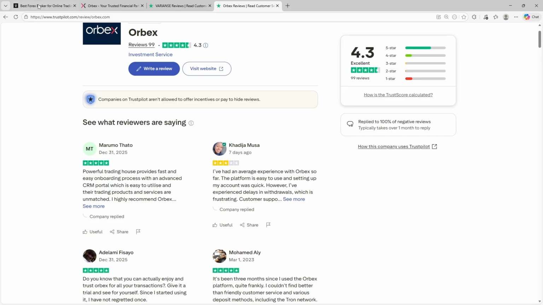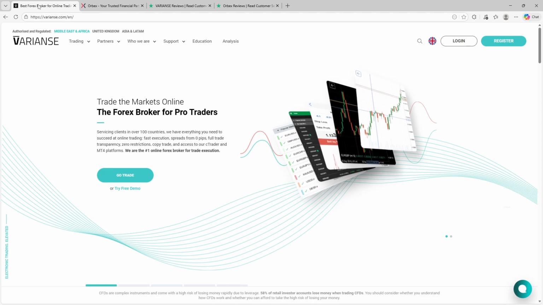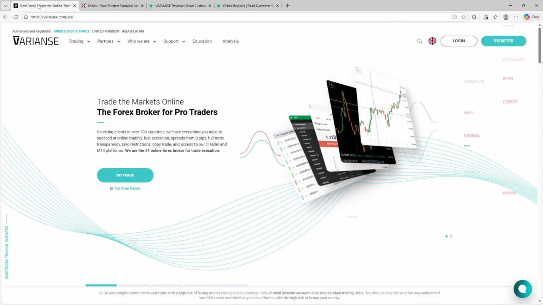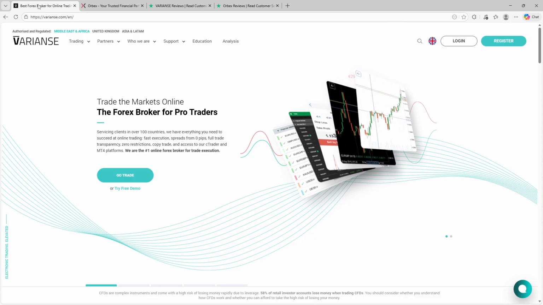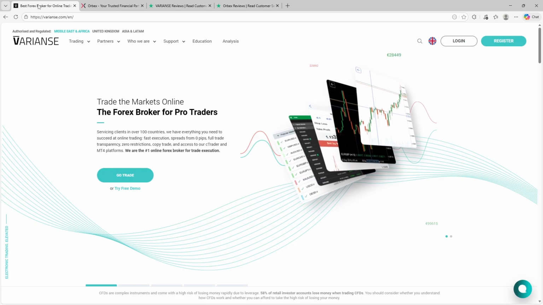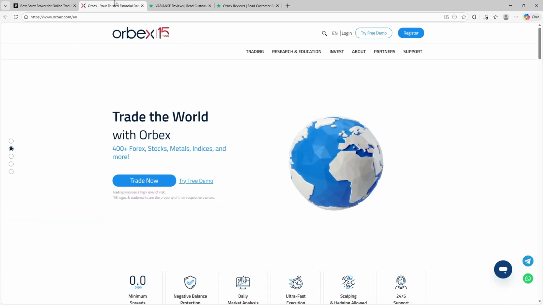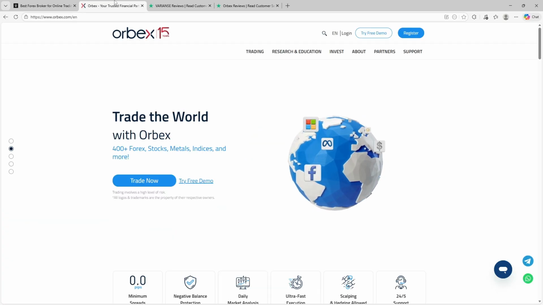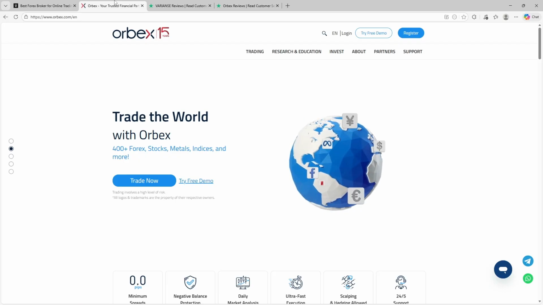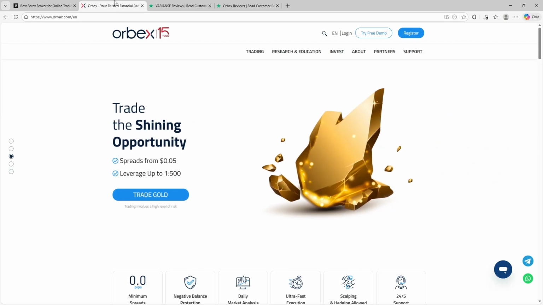Final takeaway: if you're a technically focused trader who prioritizes execution quality, deep liquidity, and a professional ECN-style environment, Varianse stands out as a specialist broker built around performance. If you prefer a more balanced platform that combines solid execution, structured education, and a longer operating history, Orbex offers a well-rounded trading experience that supports growth over time.